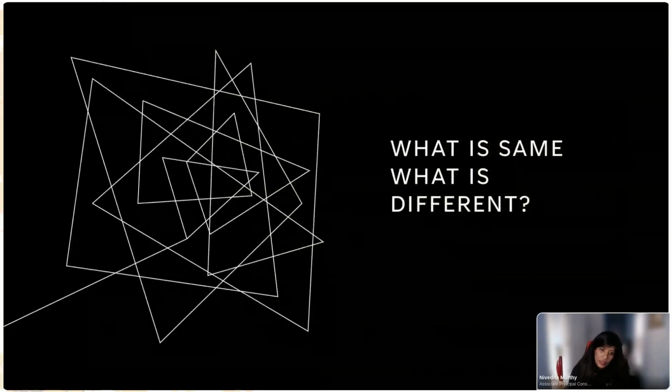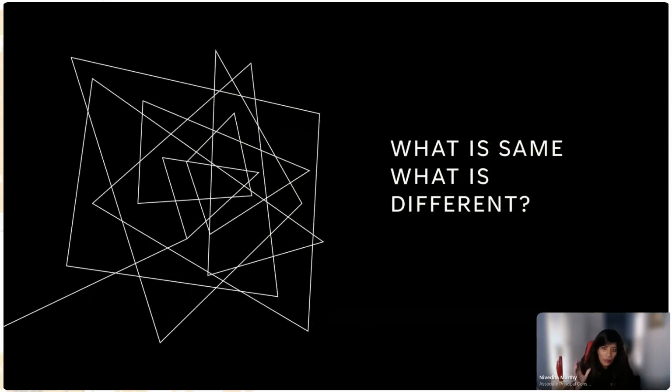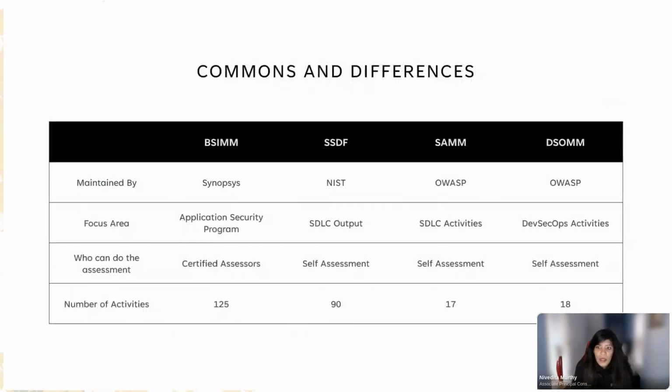So what is same? What is different? You've heard so far, you can hear some differences, but you can also hear some commonalities. So let's just quickly discuss that. BSIMM and OWASP SAMM are similar in terms of focus, in the sense that they are both into AppSec Program and SDLC activities.